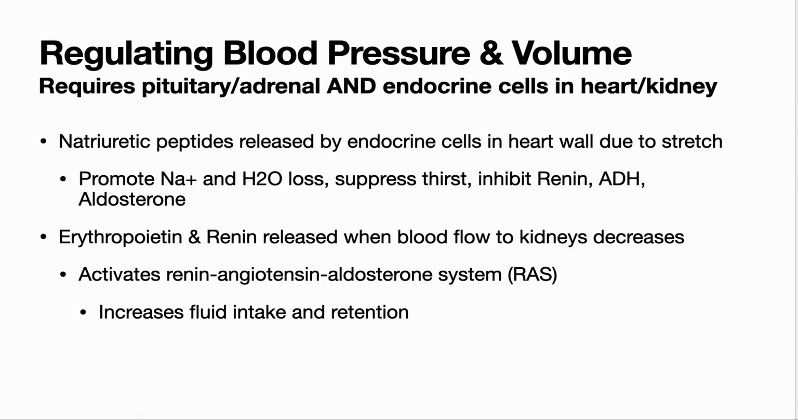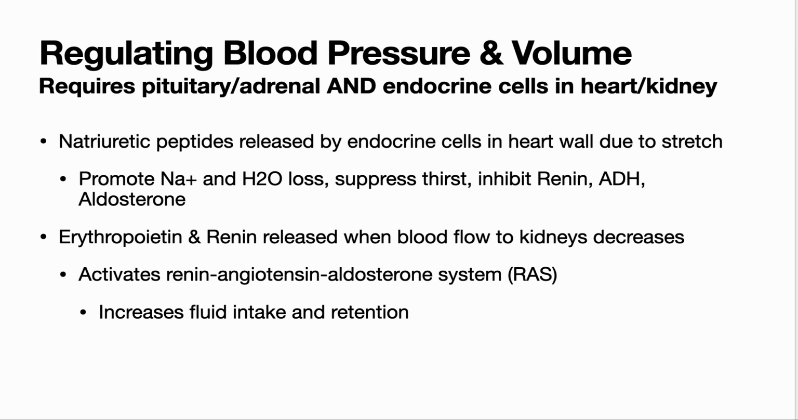So let's look at a bit of an example, which would be how we regulate blood pressure and volume. Notice right away that that's going to require quite a number of endocrine structures. We're going to need the pituitary involved, we're going to need the adrenal glands involved, and we're going to have some secondary endocrine structures in the heart and kidney. So endocrine cells that reside in the heart and kidney will also be needed.